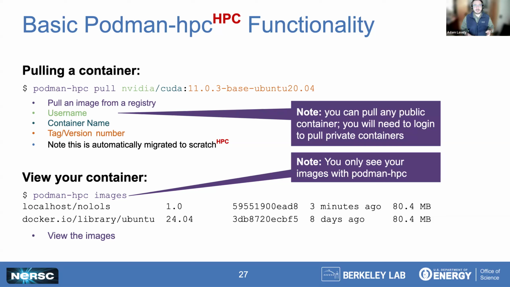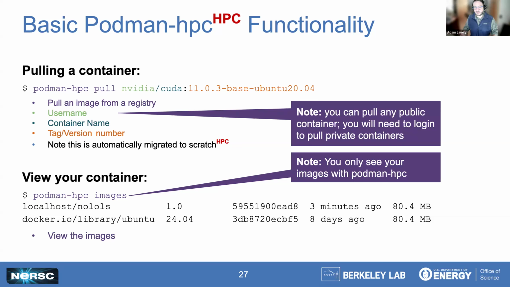Oftentimes when you're grabbing containers from someplace like NVIDIA, they will put more information about the container itself into that tag and version number. So in this particular case, the version of CUDA that it's using, as well as the operating system and version of operating system that this container has. And so likely, if you pulled this right now, you could change 20.04 to 22.04 and get the exact same container built with a slightly newer version of Ubuntu.